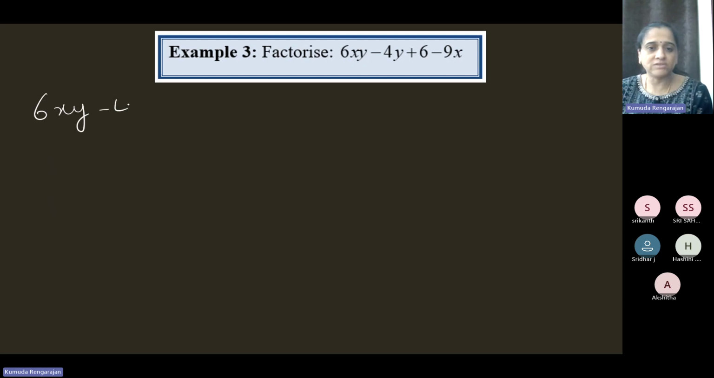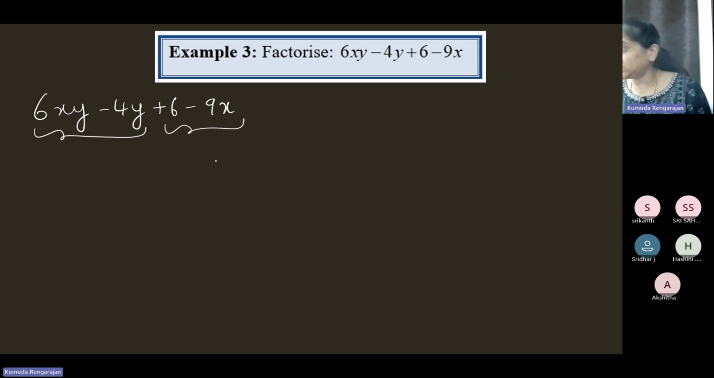So 6xy minus 4y plus 6 minus 9x. Okay, we'll pair the first 2 terms, we'll pair the last 2 terms. We'll have to see if it works. If this does not work, now this is another method. We're going to try to factorize this expression by grouping. How grouping? See, we're grouping the first 2 terms and the last 2 terms. We'll proceed with the procedure. I'll tell you when it doesn't work. Then we'll have to rearrange.